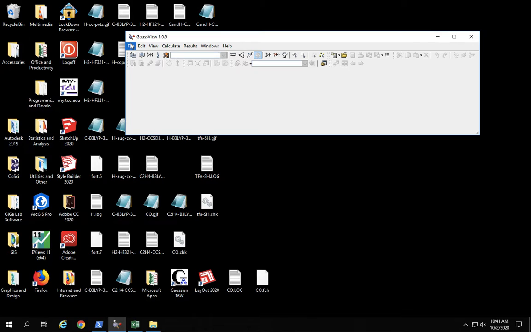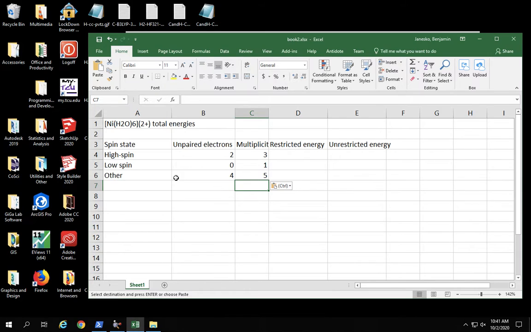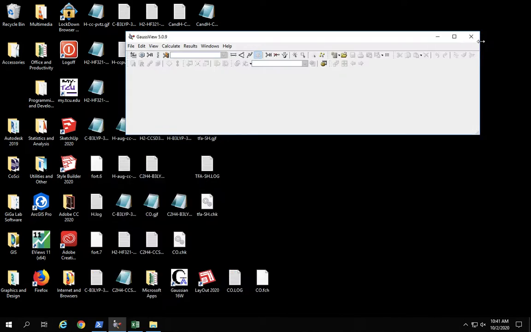So I've got a remote desktop connection and I've got GaussView up and running with all the environment variables set so I can run things the way I need. Just to show you, I've got a spreadsheet showing the total energies and the unpaired electrons. So I'm going to start out with building this nickel hexaquo complex.